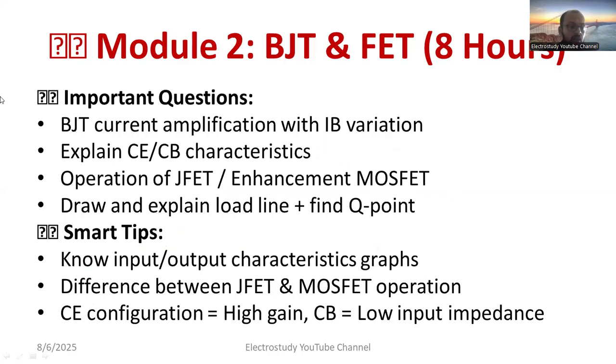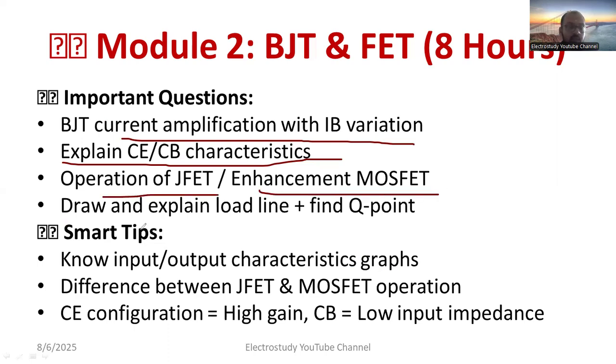The important questions I would like to recommend: BJT current amplification with the IB variation. Explain CC or CB characteristics with a numerical example. Operation of JFET. Then draw and explain the load line and find the Q point, the operating point.